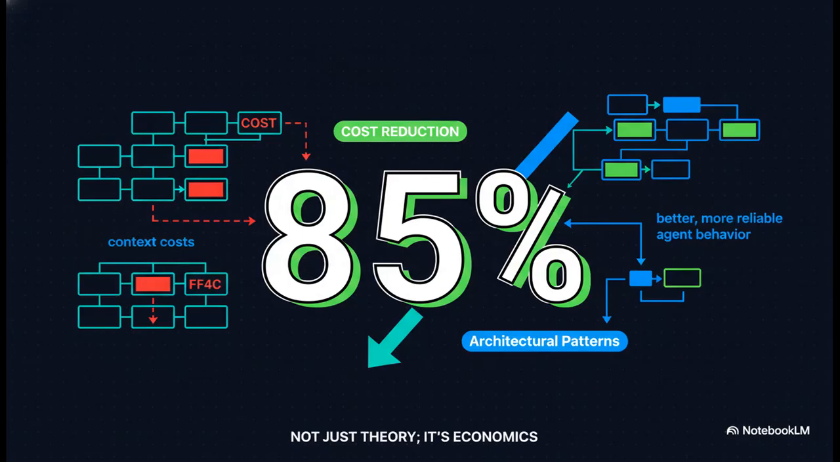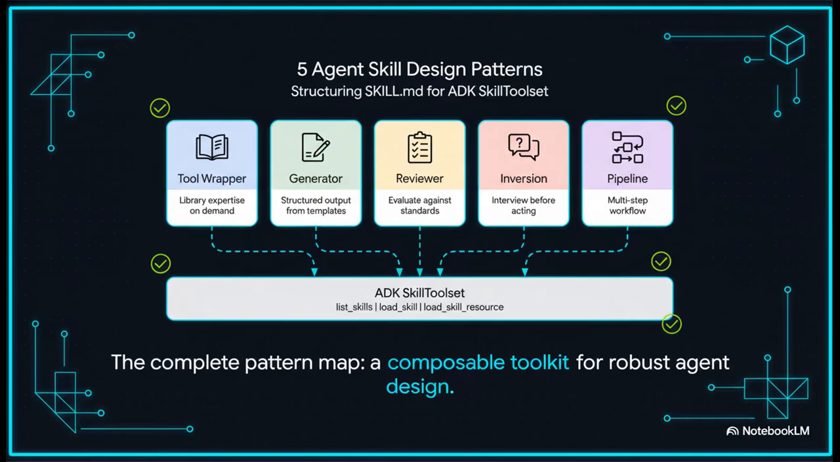The numbers really speak for themselves here. That's an 85% reduction in your context cost. And you get that while also getting better, more reliable behavior from your agent. This is exactly why these architectural patterns aren't just some academic exercise. It's about pure economics. So, this is it. This is the whole map. It's not just a random list of 5 ideas. It's a complete, cohesive, and composable toolkit for building AI agents that are robust, efficient, and most importantly, cost-effective.